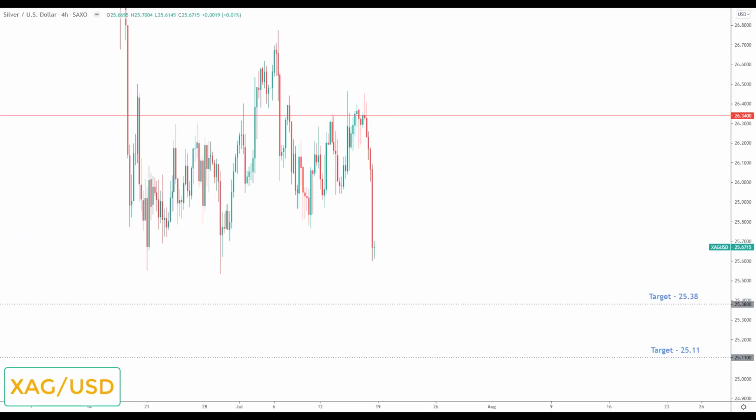Next is silver. Now, unlike gold, which we just looked at, silver is structured to the downside. We had this correction and then somewhat of a head and shoulders, which is confirmed below this level. We also have really nice momentum to the downside. So lower lows are likely to follow in this market.